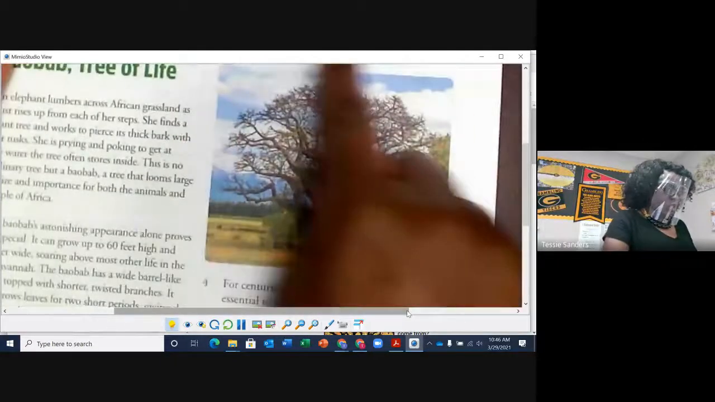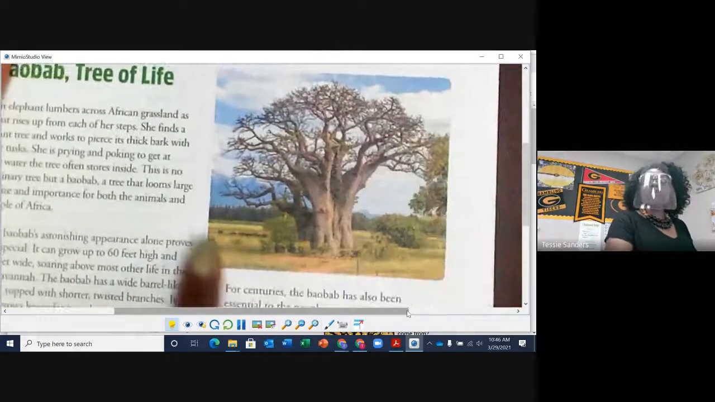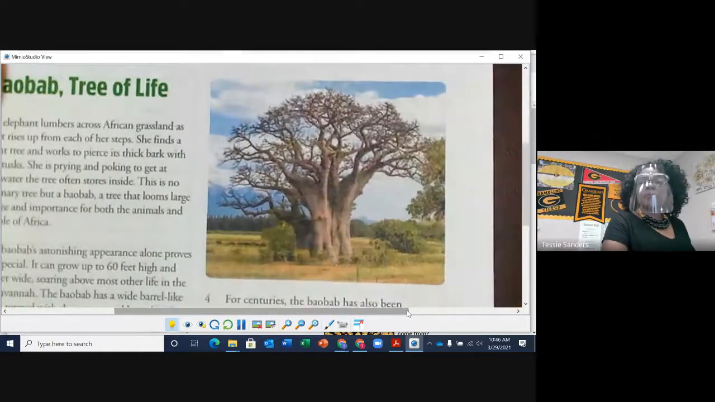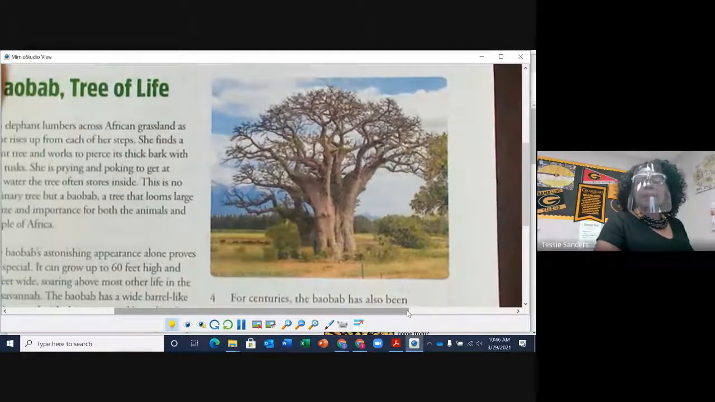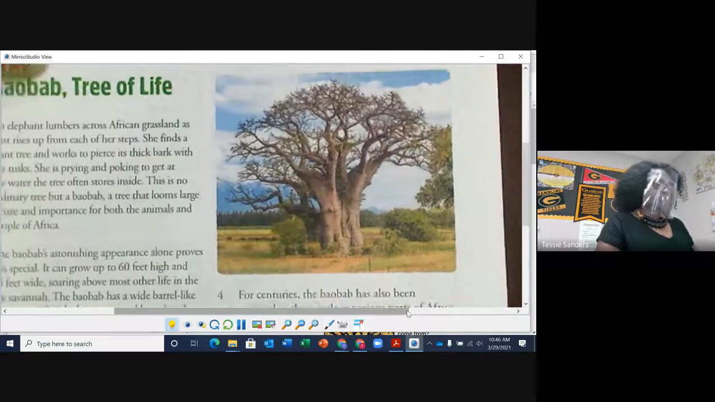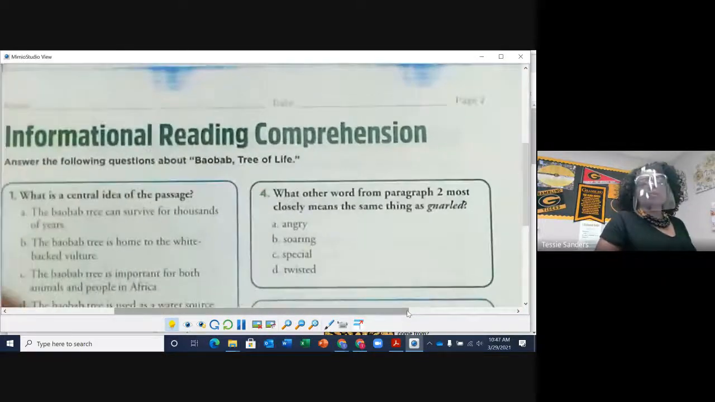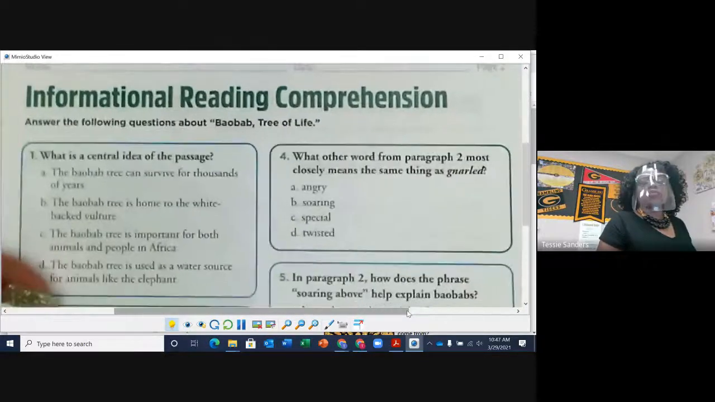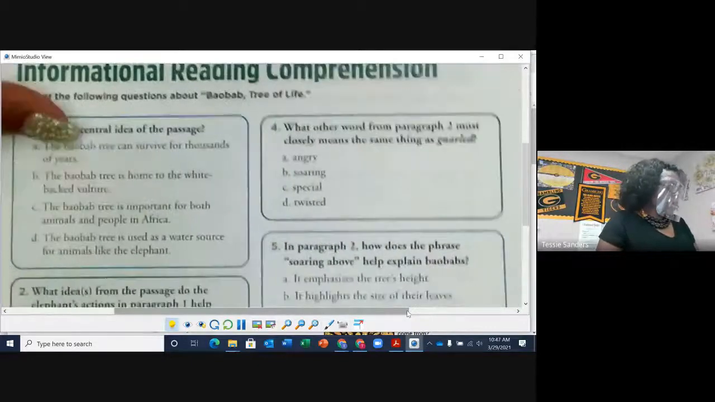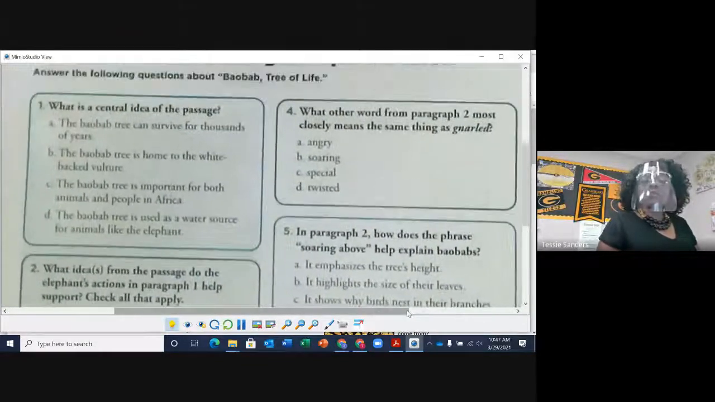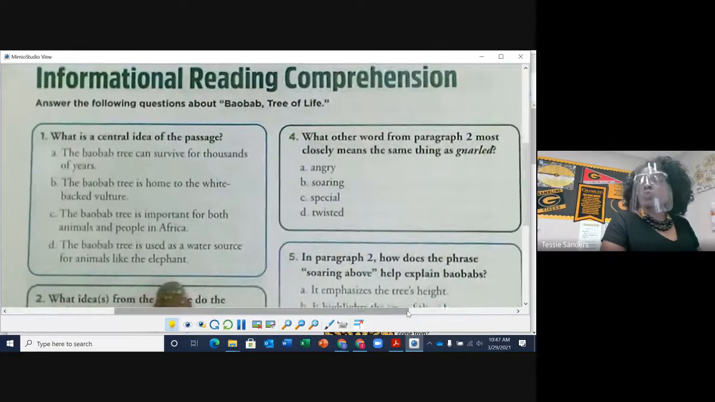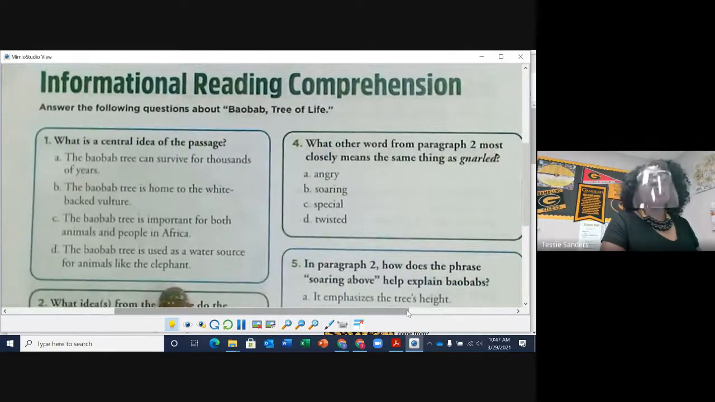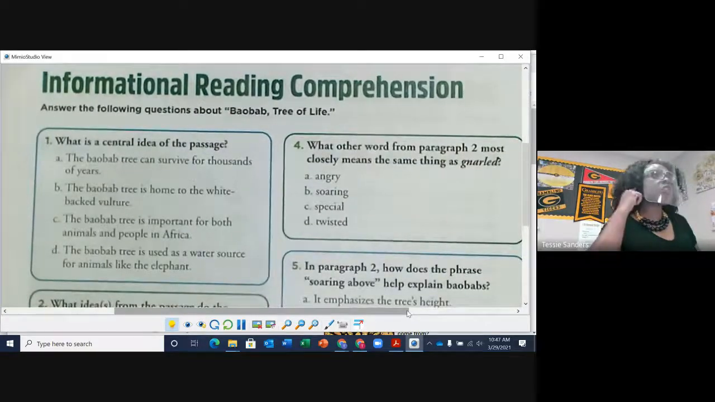And if you wish, go ahead and circle this picture. This is what the baobab tree looks like. So we will study this picture. Now take a look at your answer choices and your questions. We will only read the questions. And why do we read the questions before reading the story? Why do we do that? And speak loudly.